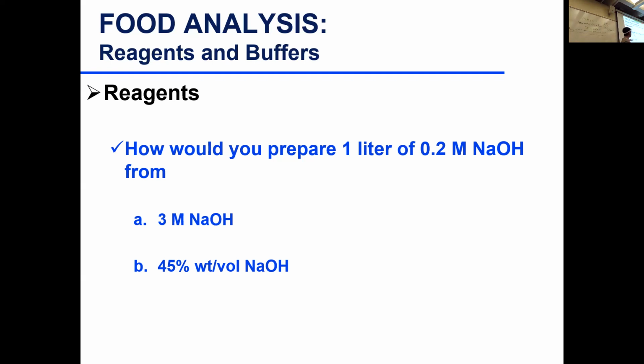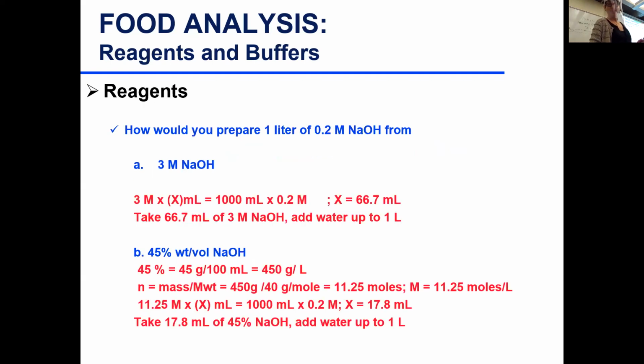Then I apply the same equation I applied earlier here, which is N1V1 equals N2V2. What do I get in terms of molarity? And Drew, go ahead. It would be like 17.8. Absolutely correct. What about the sig figs?